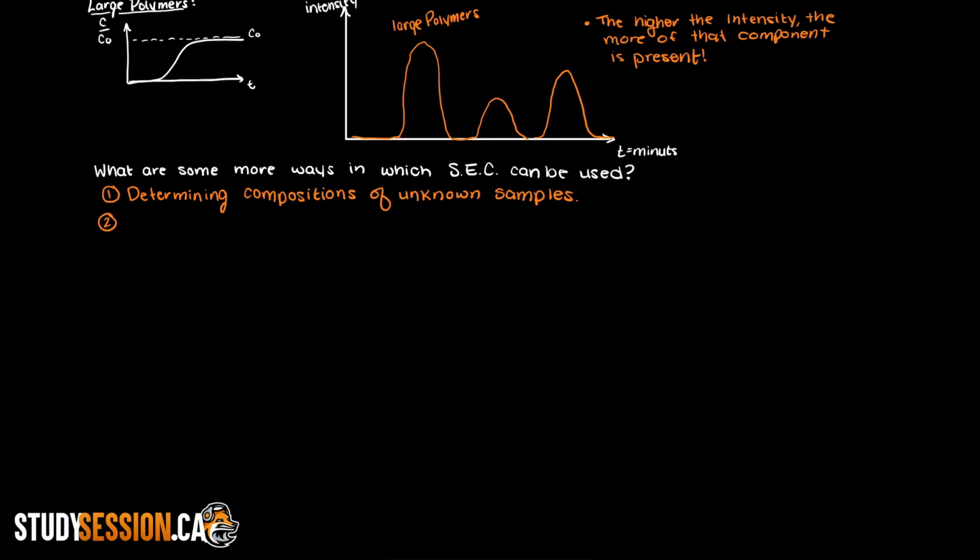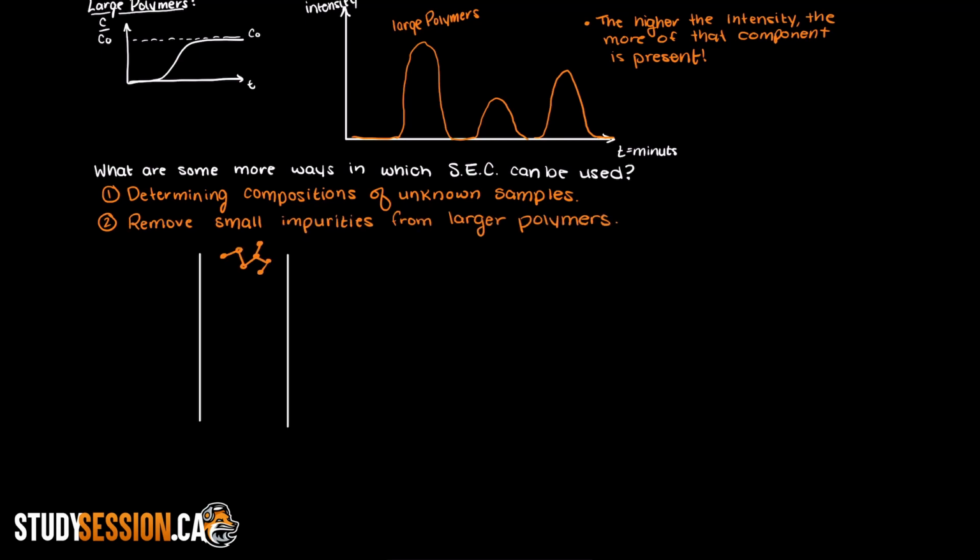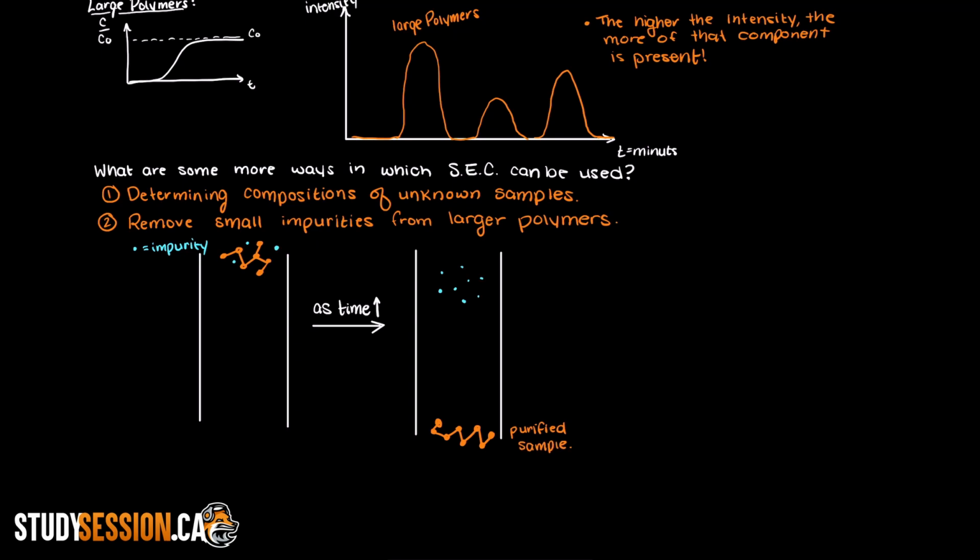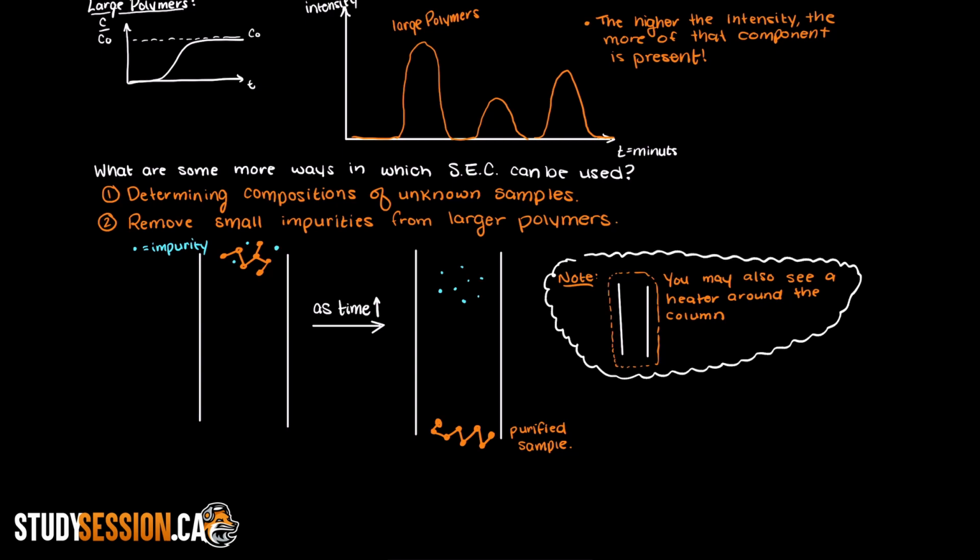Additionally, this technique can be used to separate small impurities from larger polymers. We would run our large polymers with the small impurities through the column, and over time, the impurities would get stuck and left behind as our larger polymers worked their way out of the column, and this would leave us with a purified product in the end. Additionally, I just want to mention that it is common to see a heater around our column, as this helps decrease the viscosity of our polymer solvent and helps the solvent from becoming too sluggish within our column.